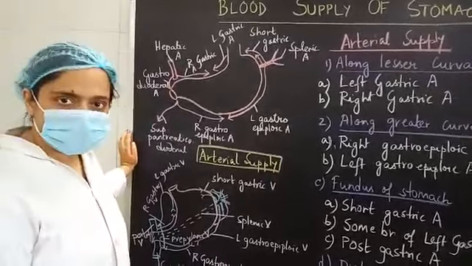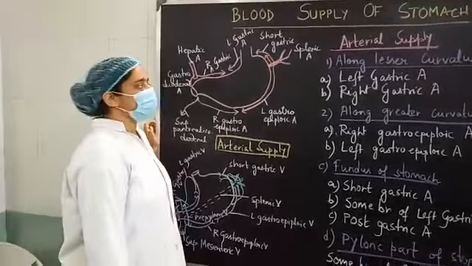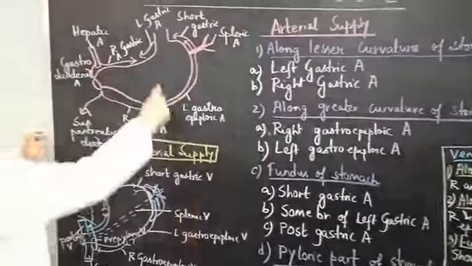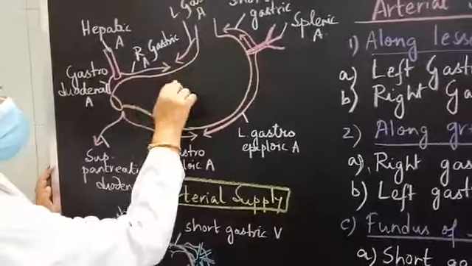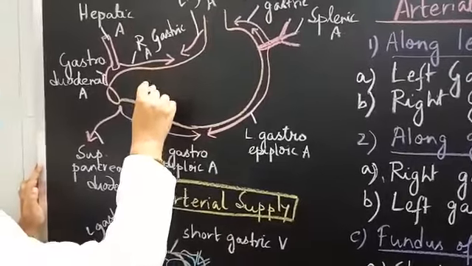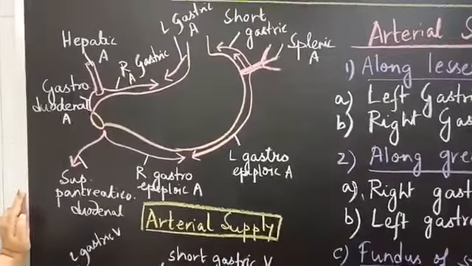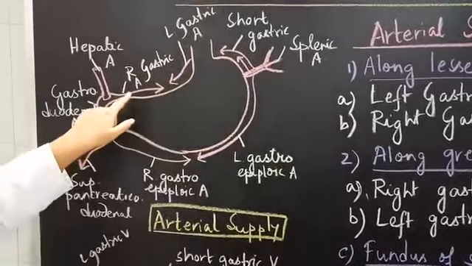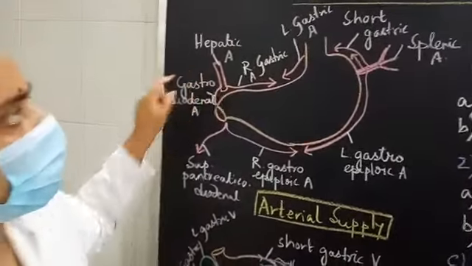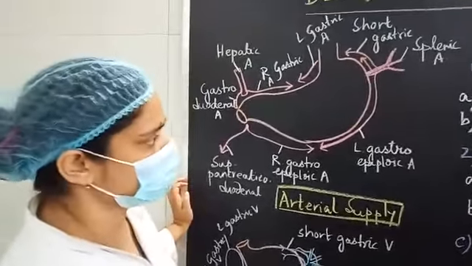What are the three main branches? They are the splenic artery, the left gastric artery and the common hepatic artery. So first come to the arterial supply along the lesser curvature. This is the lesser curvature of the stomach. Between the two layers of the lesser omentum, you will find that they are supplied by, first is the left gastric artery, which is a direct branch of this celiac trunk, and then is the right gastric artery, which is a branch of hepatic artery, which is also a branch of this celiac trunk.